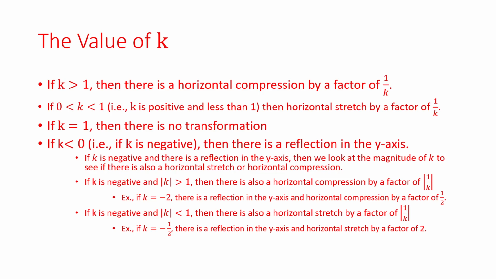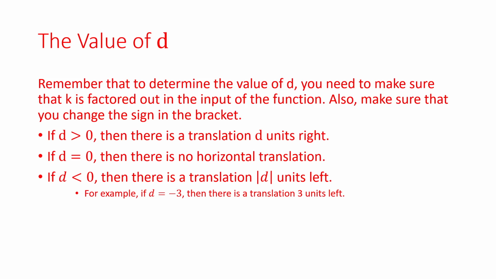If the magnitude of k is greater than 1, then there's a horizontal compression by a factor of the magnitude of 1/k. And if k is negative and the magnitude of k is less than 1, then there's also going to be a horizontal stretch by a factor of the magnitude of 1/k.